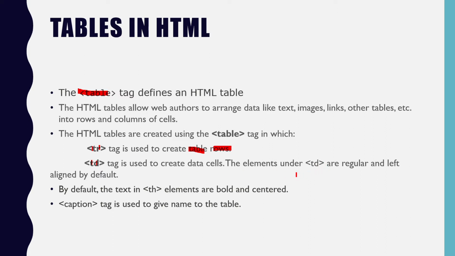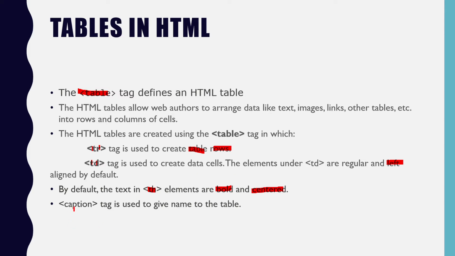By default, this TD is regular in font and always left aligned, as long as you do not specify any specific alignment. As we know, there are three types of alignment: left, right and center. If you do not specify alignment, then it will by default be shifted to the left. Next, by default the TH, that is table heading, is bold and centered because it is a table heading. So we always write the heading in the center. That is why the TH is always bold and centered.